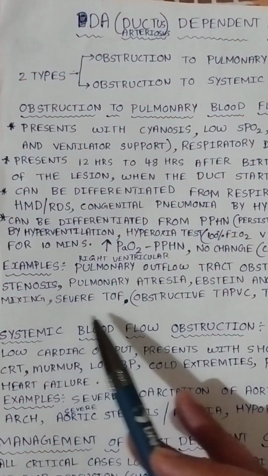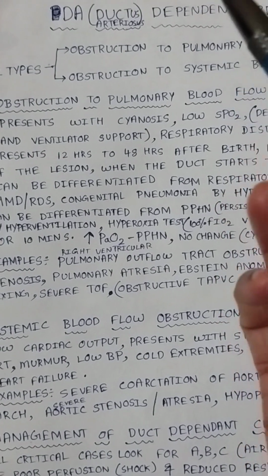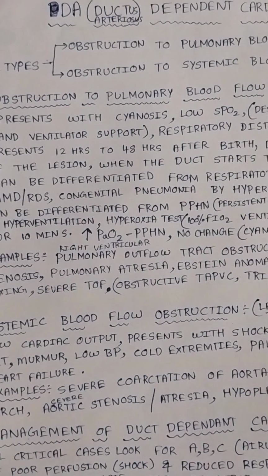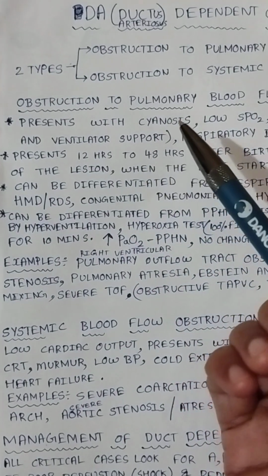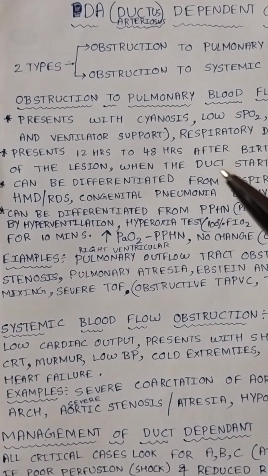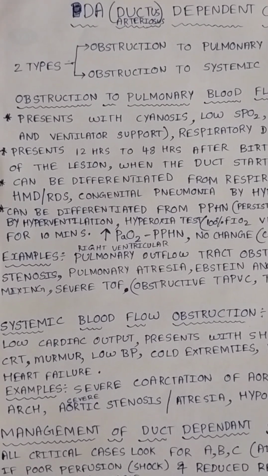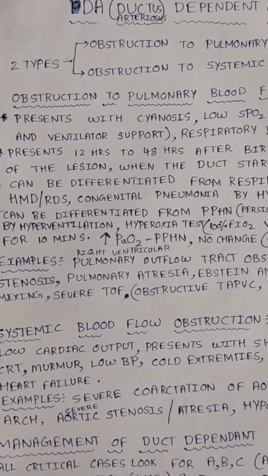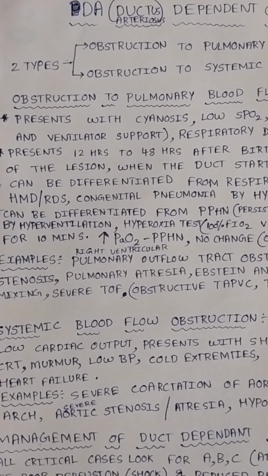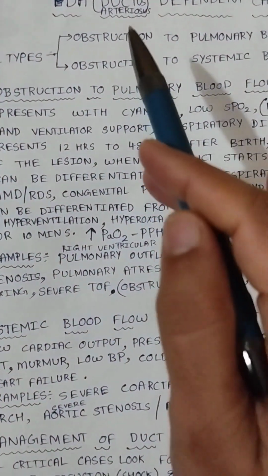So in all these lesions, for the mixing of the blood, there should be a patent ductus arteriosus. Otherwise the baby will have severe cyanosis, because the blood is not going to the lungs for oxygenation, because of the obstruction of the pulmonary outflow, right ventricular outflow, pulmonary arterial outflow. So there should be at least some mixing. For that the ductus arteriosus should be open.